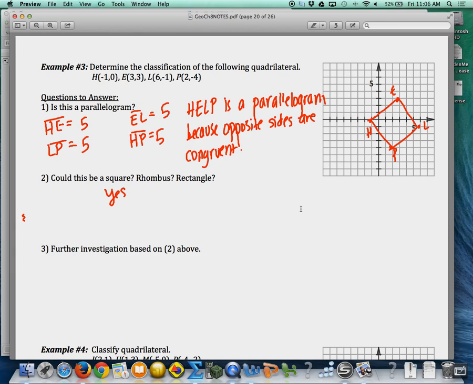Yeah, what did we show? Rhombus. 4 congruent sides. So it's definitely a rhombus. For sure. So we can say HELP is a rhombus, because all 4 sides are congruent. So this step actually helped us 2 ways, that first one. Could this be a rectangle? No. Why not?